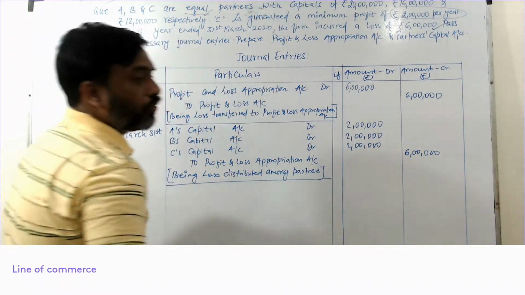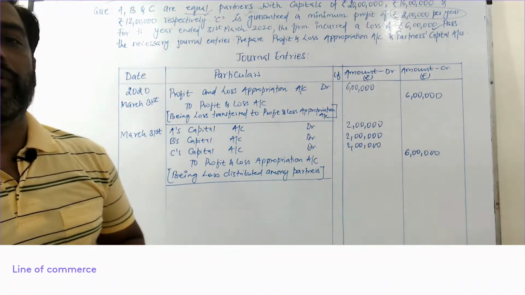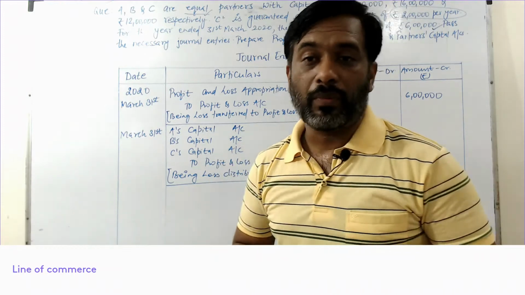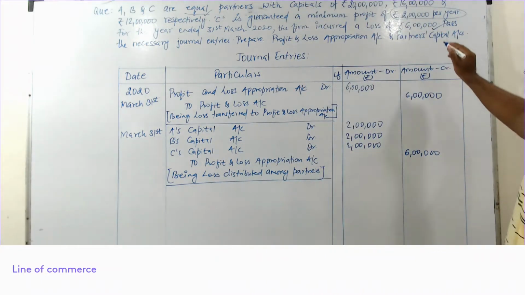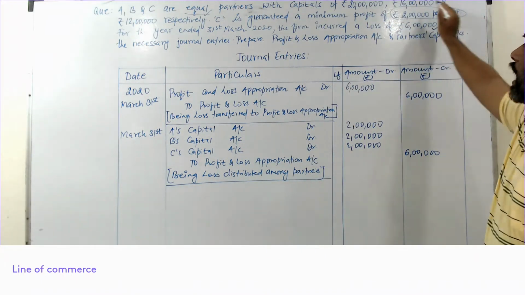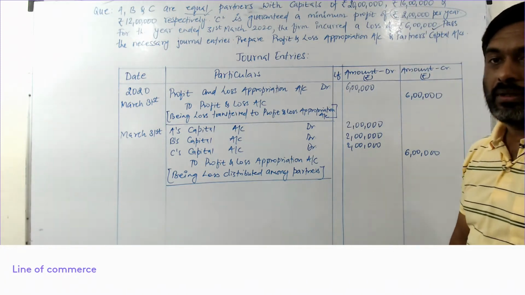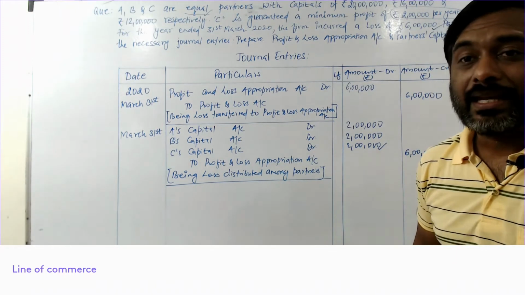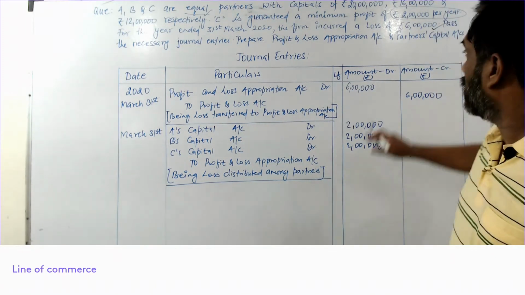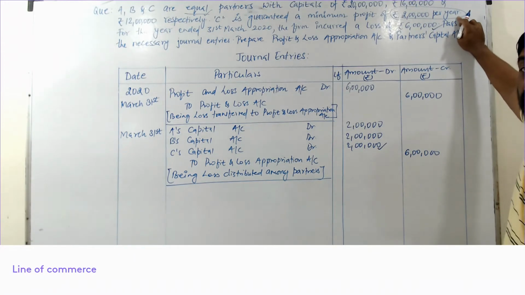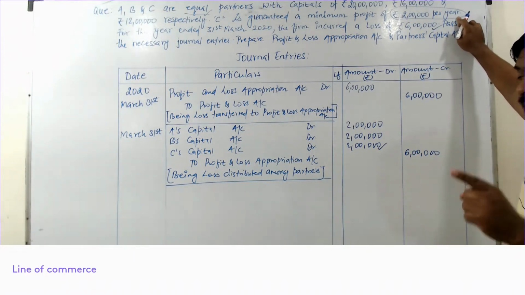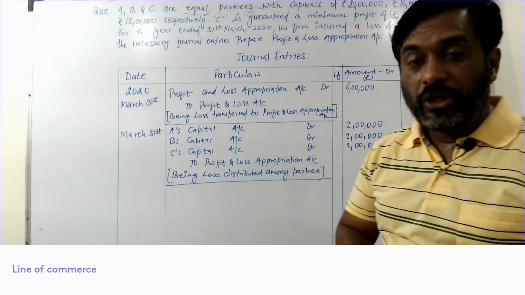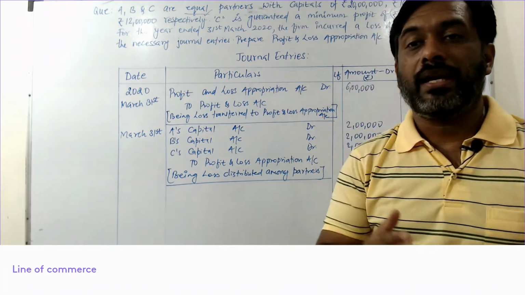Now we need to do the adjustment of our minimum guarantee. Let us see once again what is the minimum guarantee of C. C has a minimum guarantee of 2 lakh rupees per year. But if you see here, C is getting a loss of 2 lakh rupees. C has a minimum guarantee of 2 lakh rupees profit, but C is getting a loss of 2 lakh rupees. Now we need to understand how this minimum guarantee will be adjusted.